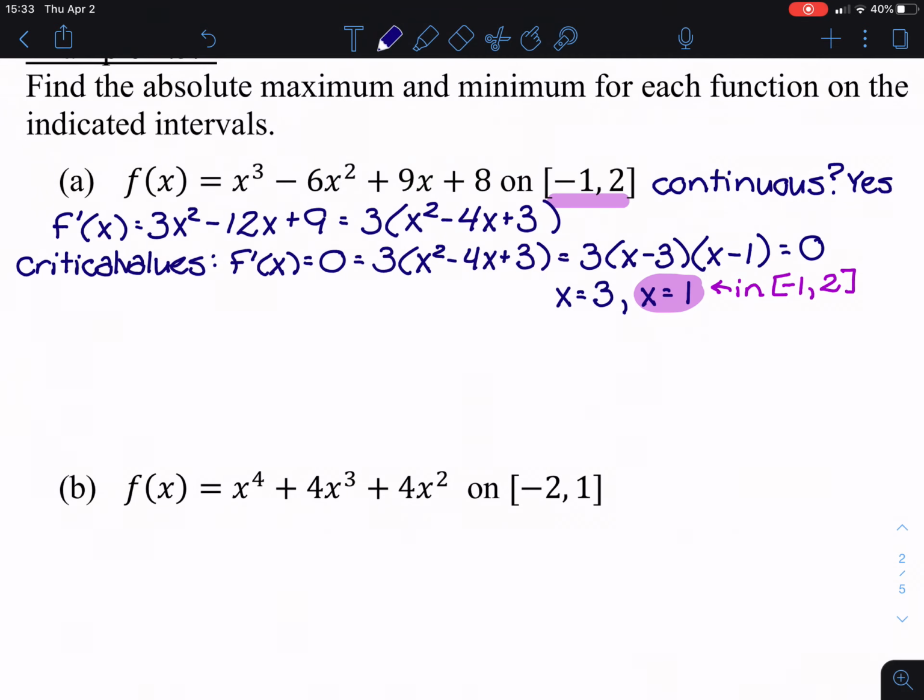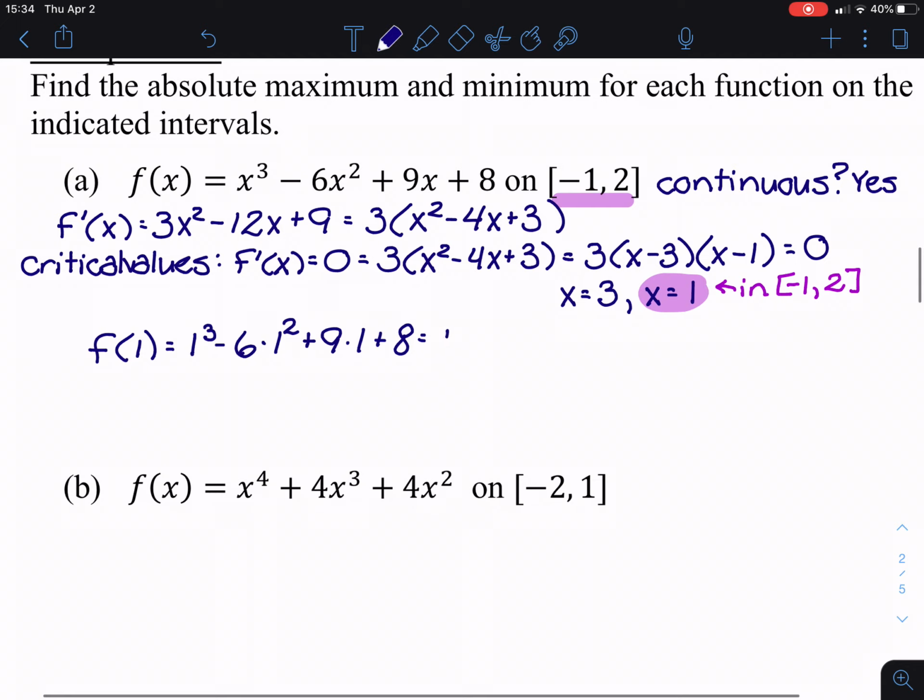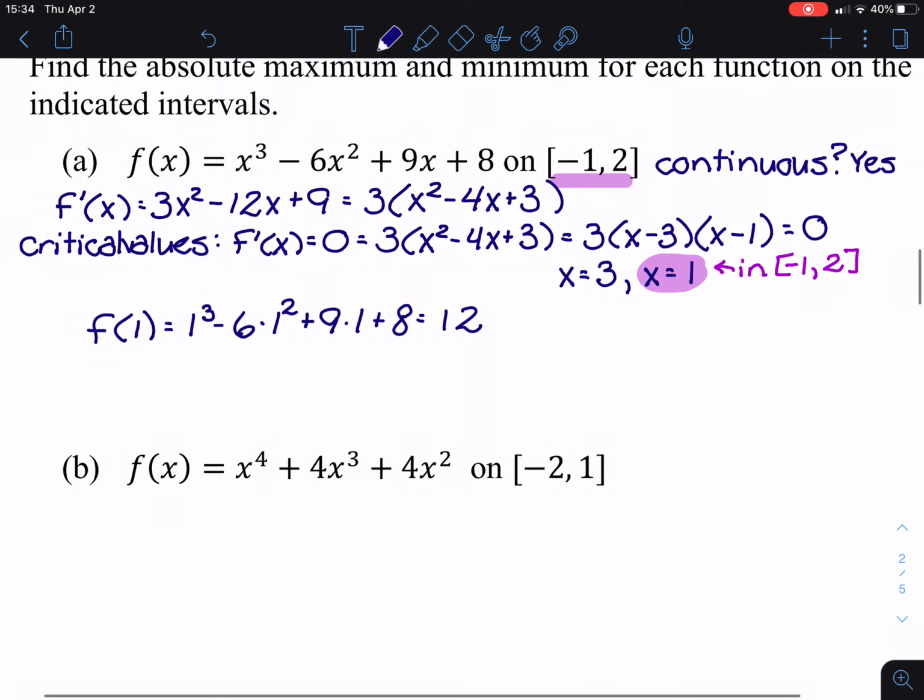Okay, so I've established my critical value, and then I also have my endpoints. So I am going to put my critical value, 1, into my original function. So 1 cubed minus 6 times 1 squared plus 9 times 1 plus 8. And when I add all those together, 1 minus 6 is -5. -5 plus 9 is 4. 4 plus 8 is 12. So I know that f of 1 is equal to 12.